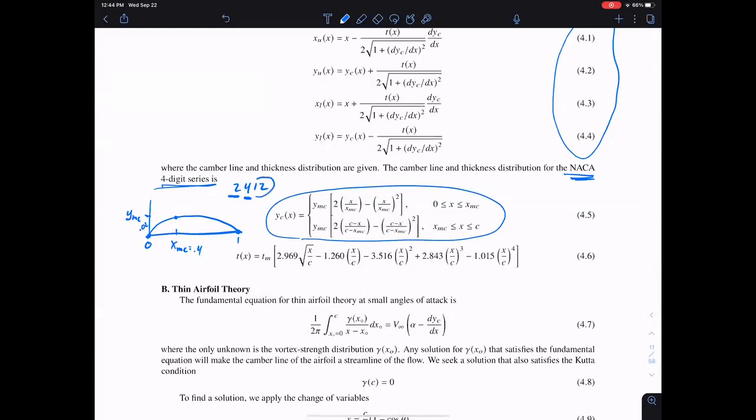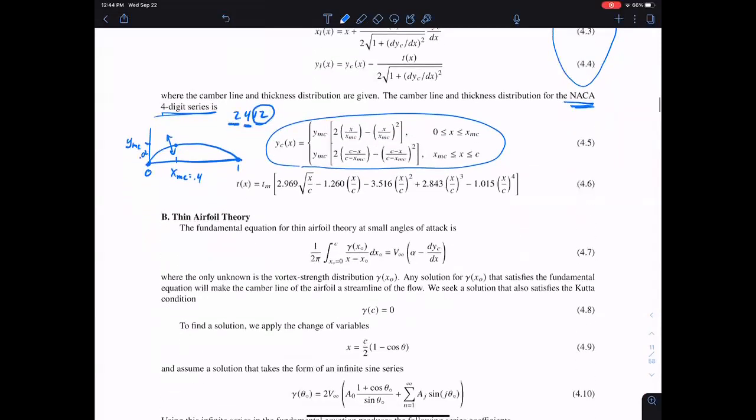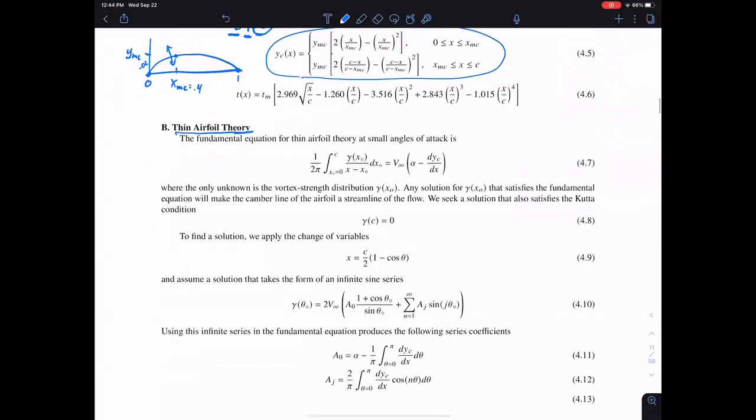And then the 12 back here, these last 2 digits, tell us how thick the airfoil is. And of course, with thin airfoil theory, we don't care, because thin airfoil theory just assumes that the airfoil is perfectly thin, okay? So we don't really care about that for our problem, okay? All right, so let's move on to thin airfoil theory here.